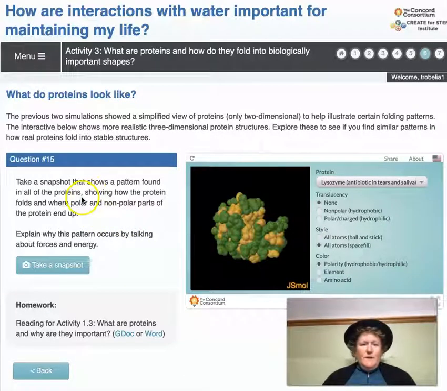Here's question 15. Take a snapshot that shows a pattern found in all of the proteins, showing how the protein folds and where the polar and nonpolar parts of the protein end up. Explain why this pattern occurs by talking about forces and energy. So I'll let you take a screenshot and you can choose which protein you want to take a picture of. Make sure you do the reading here.